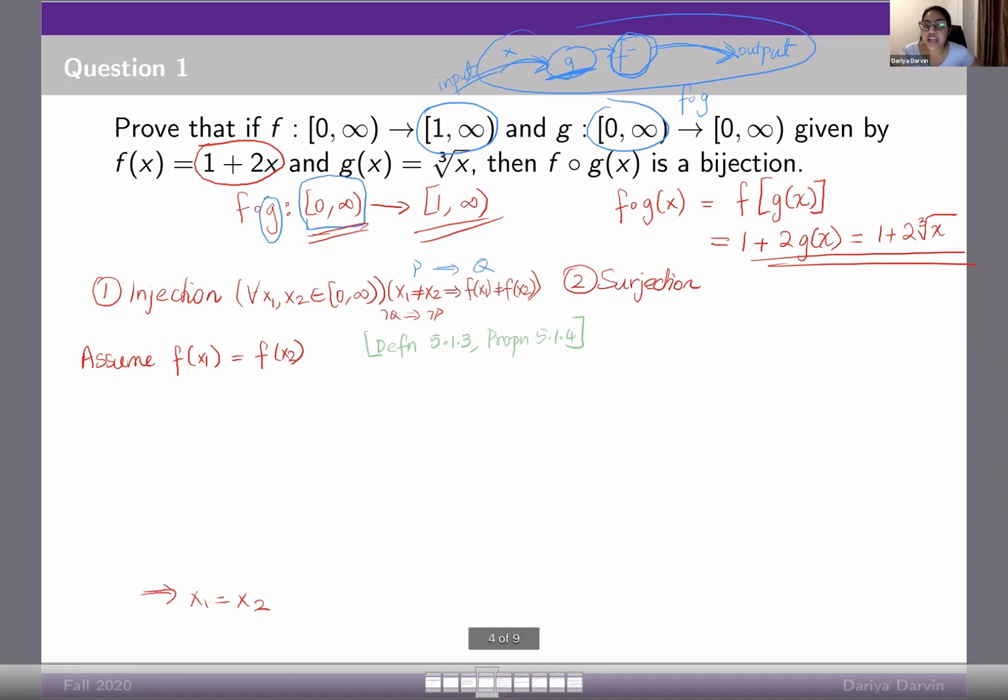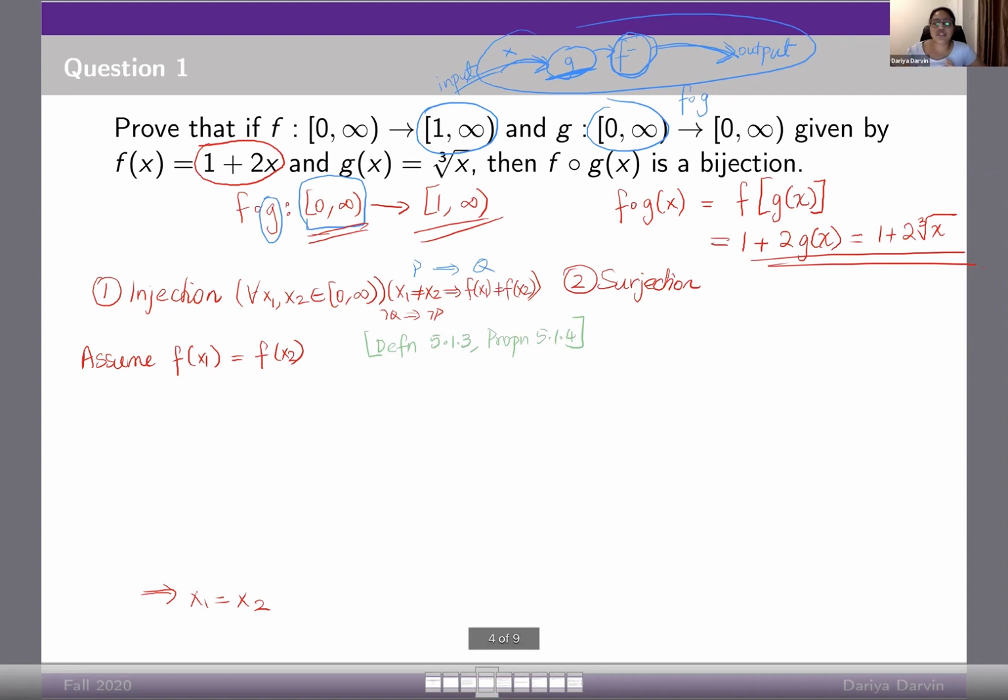So if you're doing calculus, you are very familiar with this. It basically means a function which is always strictly increasing, i.e. as the x value keeps increasing, the y value also keeps increasing, or it's strictly decreasing. That's what definition 5.1.3 is. And proposition 5.1.4 tells you that if you have a function from a set to the real numbers and it's strictly monotone, then it is an injective function. So you can use this logic.